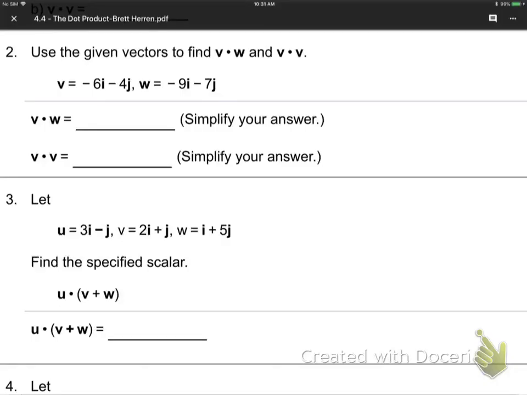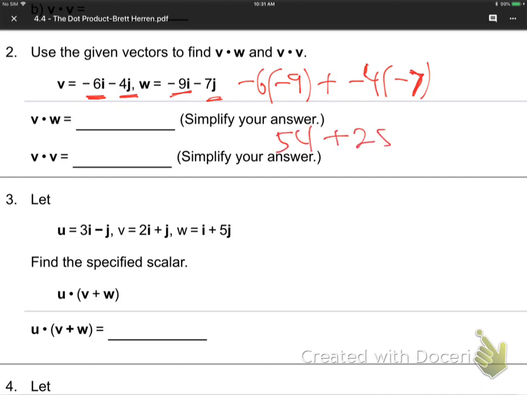Okay, so number 2, I'm going to take vector v dotted with itself. So it's just the i times the i, minus 6 times minus 6, plus the j times the j, minus 4 times minus 4. So that'd be what? 36 plus 16... Is that 52? It's just the number 52, not i or j anymore.